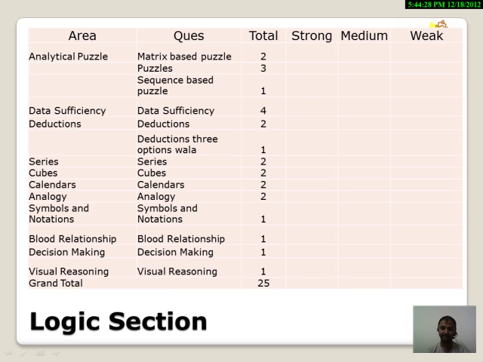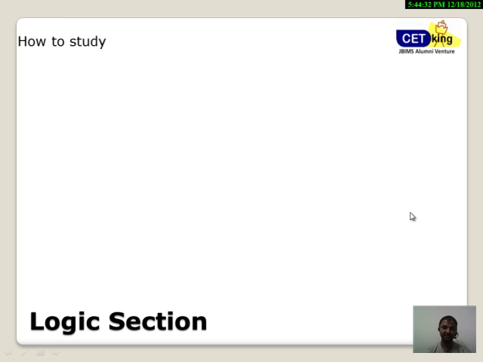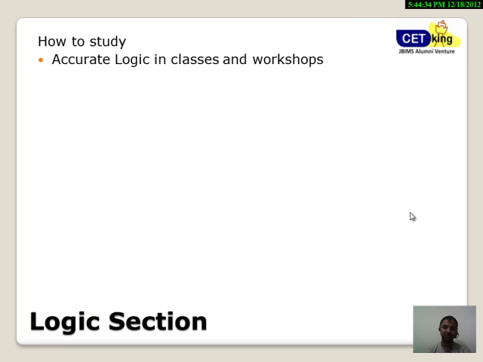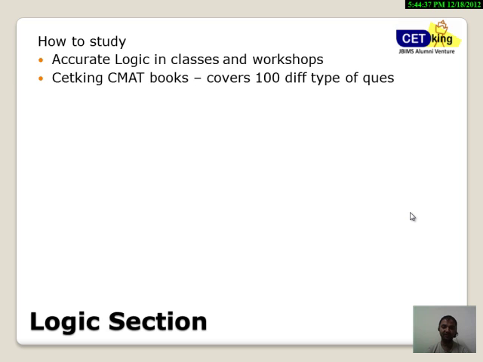Alright, how to study the logic section. Number one, if you attend our classes or workshop, great. Otherwise, CMAT books: in our CMAT books, I've covered around 100 different types of logic questions. Fine. So I want you to go through these topics so that you are well versed with what is coming and what is not coming. That will be a brilliant thing to do. In the CMAT books, you have 30 questions for every chapter. Trust me, that is more than sufficient.